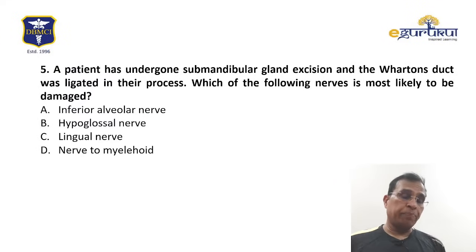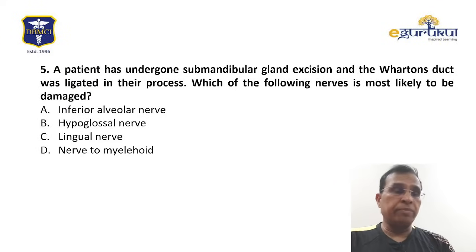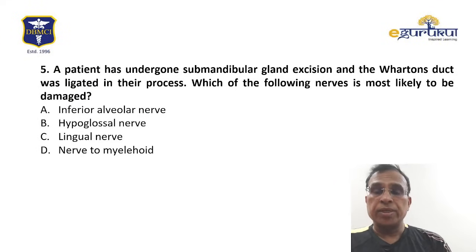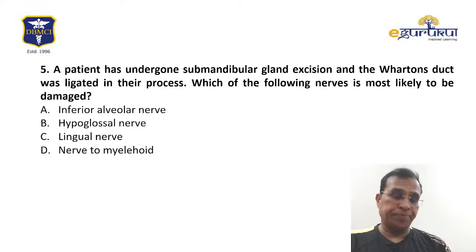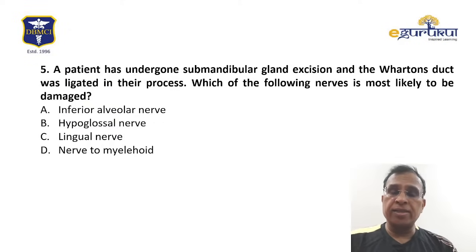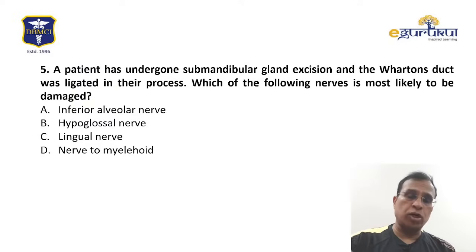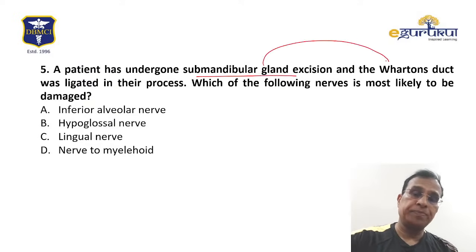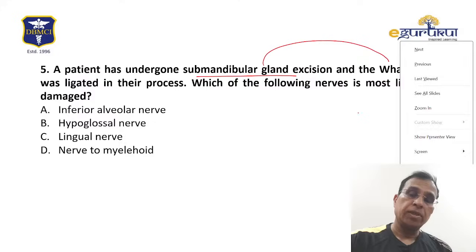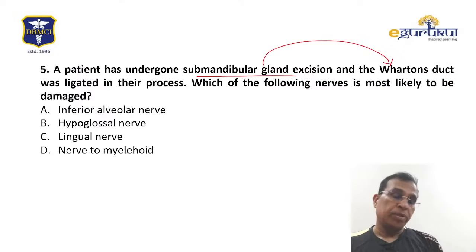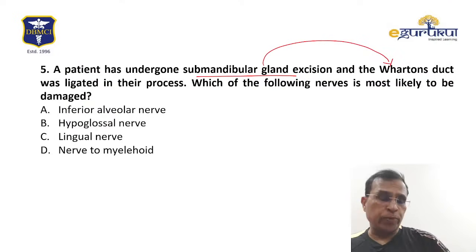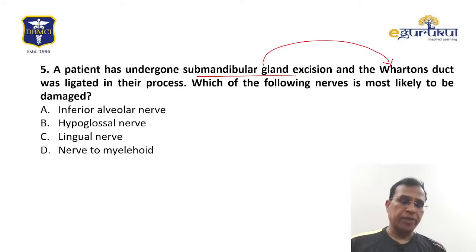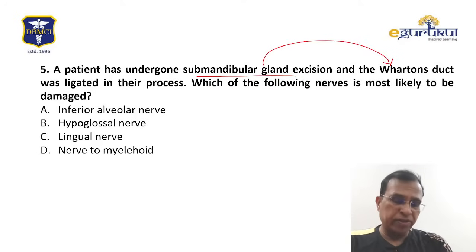Next one, a patient has undergone a submandibular gland excision and Wharton's duct was ligated. We all know the duct of the submandibular gland is called Wharton's duct. Okay. So which of the following nerves is most likely to be damaged? Inferior alveolar nerve, hypoglossal nerve, lingual nerve, nerve to mylohyoid.